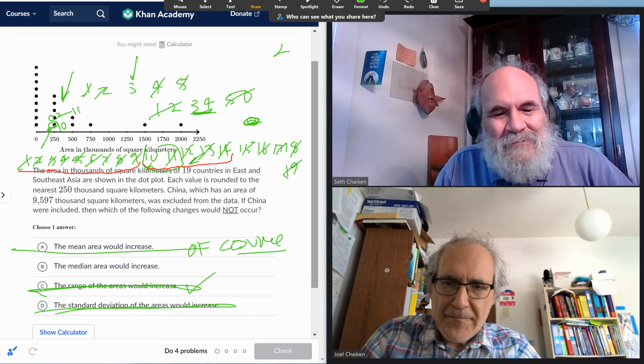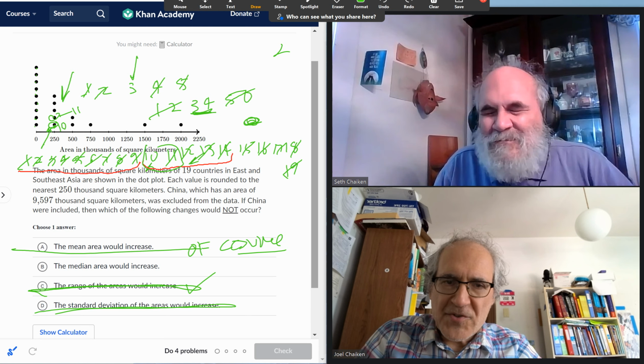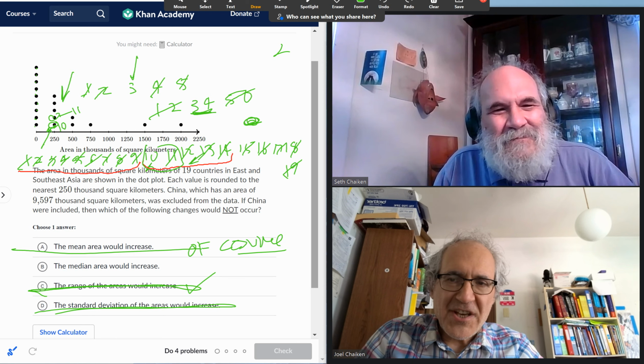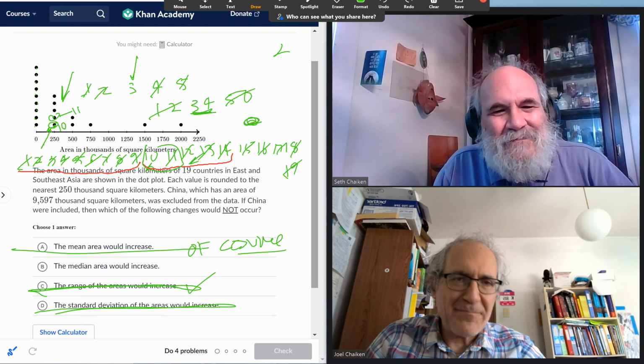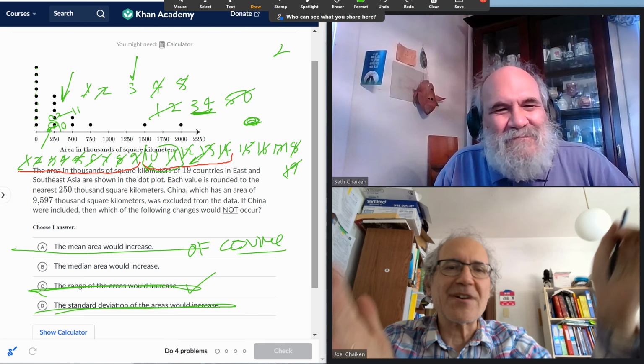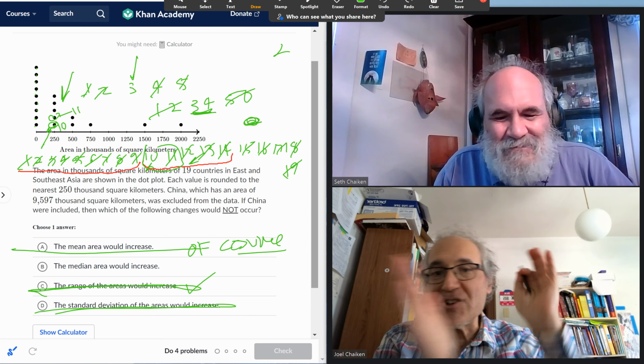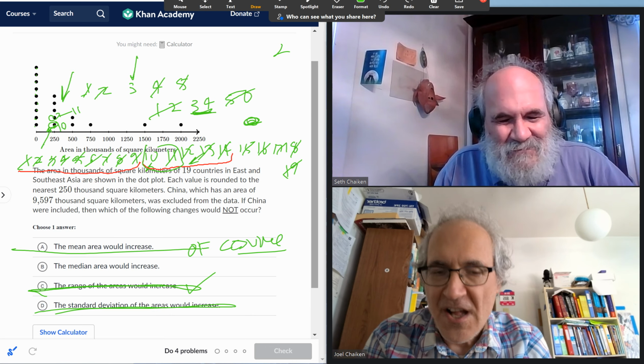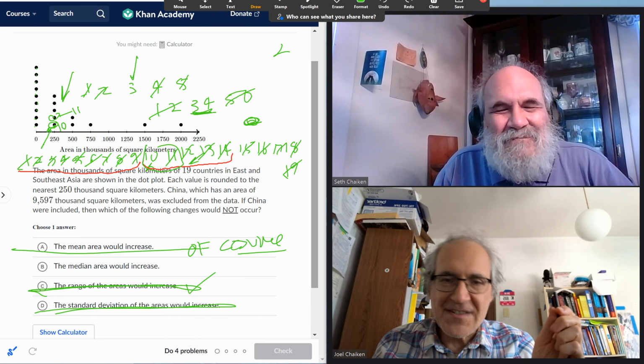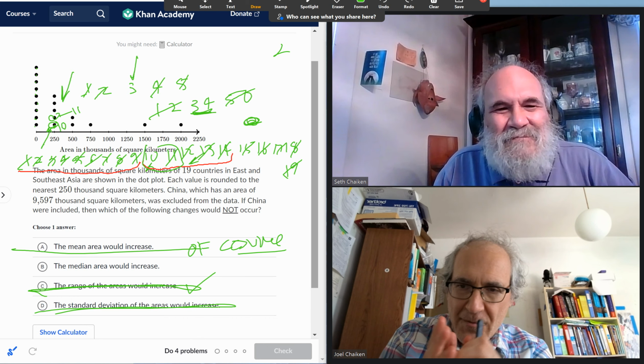So I hope most people understand why the mean changes, because the mean is the average. If you add a big number to a test score, let's say you have an average test score, and you add a huge number to it, of course it's going to change your average. The range, of course, changes because the range is the difference between the smallest and the largest. We went over the median.